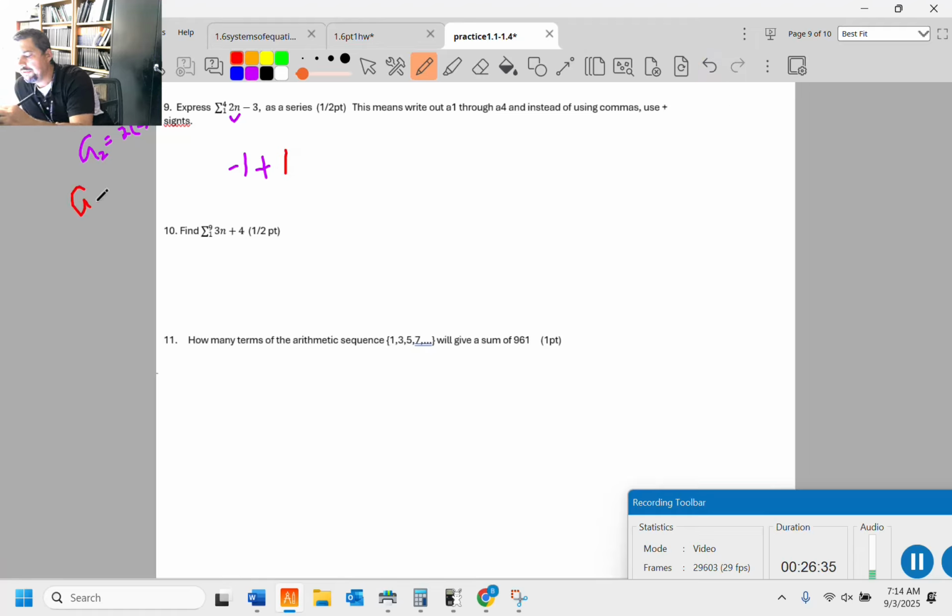If I want the third term, I feed it a 3. 2 times 3 is 6. Take away 3, I get 3. Notice the difference here is 2. The last term, I feed it a 4. 2 times 4 is 8. 8 minus 3 is 5.